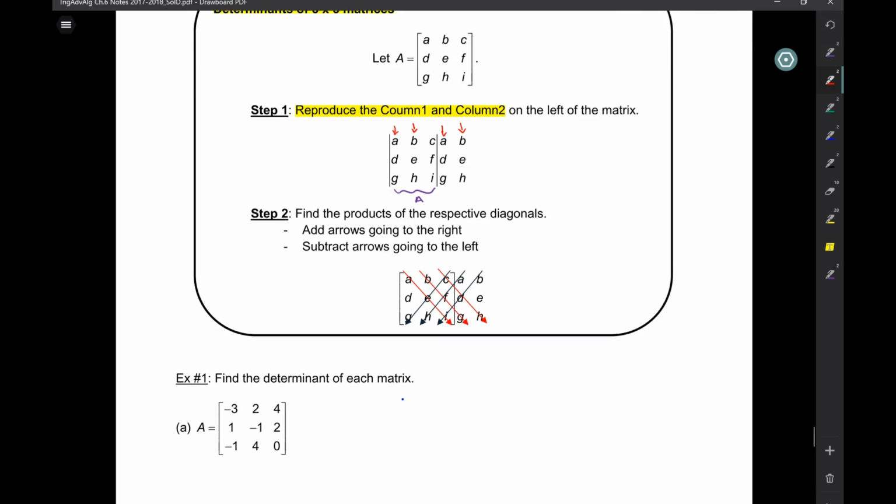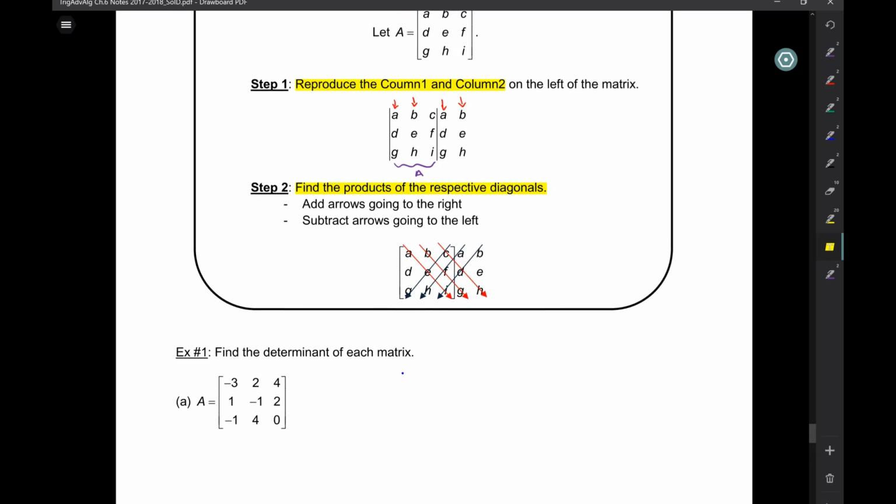Now when you do that, you have to find the products of some diagonals. So when you do it this way, you can draw arrows, right? You see how you can draw arrows? You have 1 arrow, 2, and 3. It says here to add the arrows going to the right. So here you add all of those products. And then the ones going to the left, you subtract them. So minus, minus, minus. And when we do one, you will see how very, very straightforward it is.